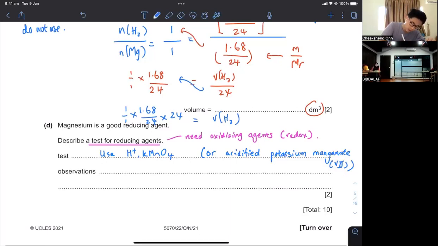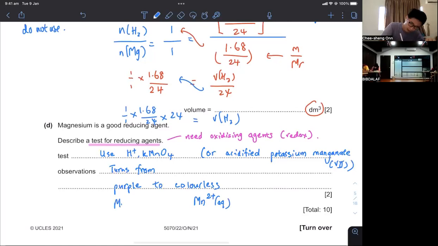The observation is it will turn from purple to colorless. So the purple is the MnO4 minus, the colorless is the Mn2+. So this is Mn2+ aqueous, and this is MnO4- aqueous. This is straight from practicals or even alternative to practical. They love to ask you the color change from purple to colorless. MnO4- contains transition metal. This is not entirely colorless. Colorless is a bit pale pink, but it's so light in color that it almost appears colorless.